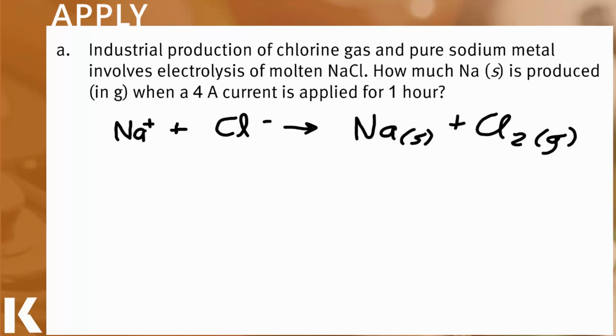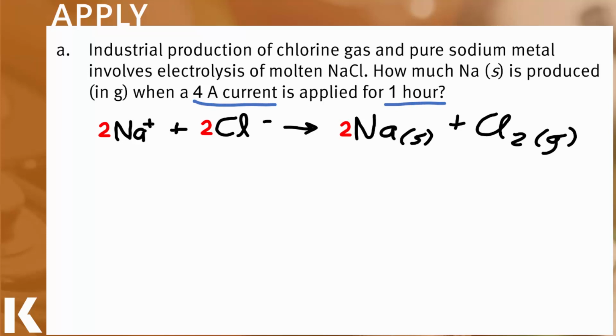All right, so let's start with the balanced reaction. So there it is, we've got molten sodium chloride. So we have sodium ions and chloride ions giving us solid sodium and chlorine gas. But look at that, the chlorine is actually a diatomic molecule. So in order to balance this, we're going to have to put 2's across the board here. And now we have a balanced equation, so now we can start. All right, well, let's see how much charge is actually involved.